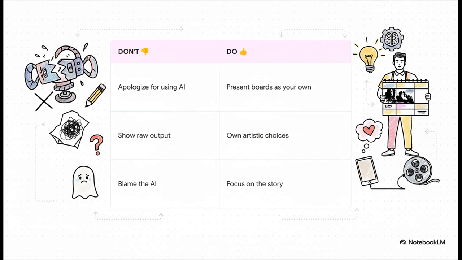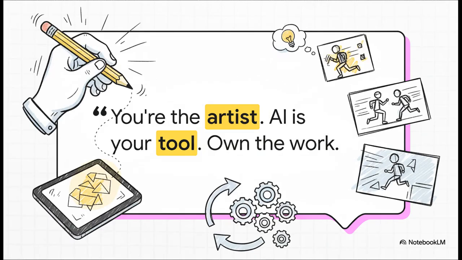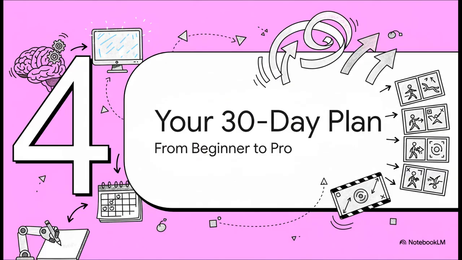Talk about the story, the characters, the emotion, not the software you used. And for goodness sake, never blame the AI for anything. You're the artist, the buck stops with you. This really says it all, doesn't it? You wouldn't draw something and then say, oh, sorry, that line is a little weird. My pencil decided to do that. Of course not. It's the exact same idea here. You are the artist. The AI is just a very, very smart pencil. Own the final work.